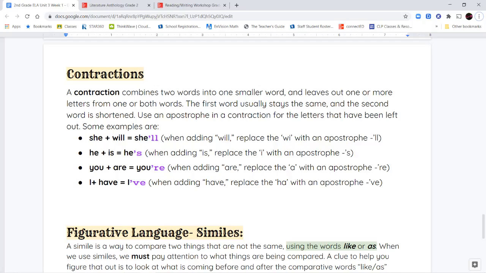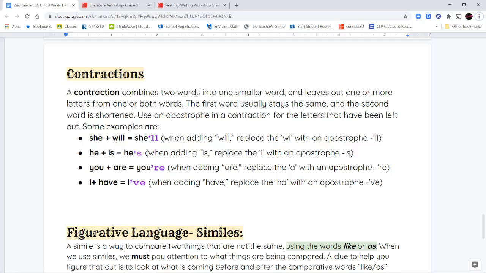So she will becomes she'll. So she will stay the same, and then we'll put apostrophe LL for will. If I'm combining he plus is, I'm going to say he's. So I'm going to take out the I in is, and I'm going to replace it with an apostrophe. So he is becomes he's.